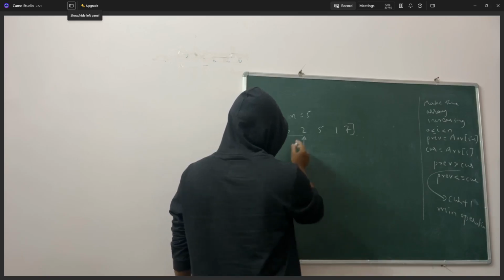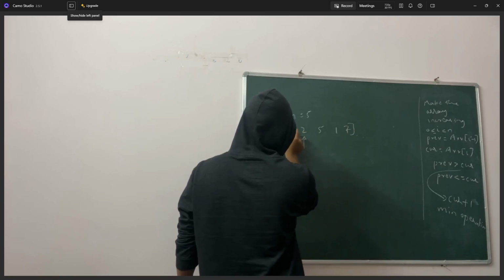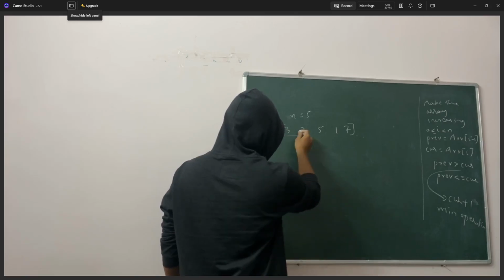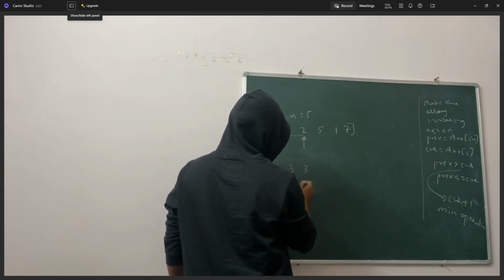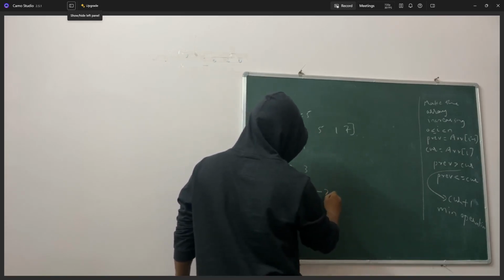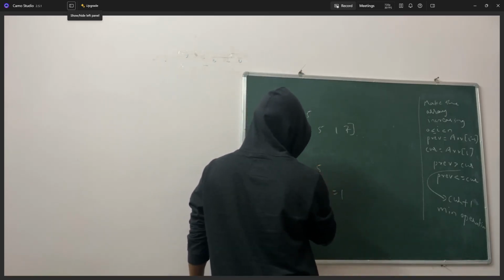Whatever previous element is there, I'll have to make sure my current element is at least equal to it if there is a decrease. So in order to do that, how many operations will I be doing? The previous element is 3 minus the current element 2, so it's one operation, right? Next I'll take 5, which is increasing only.